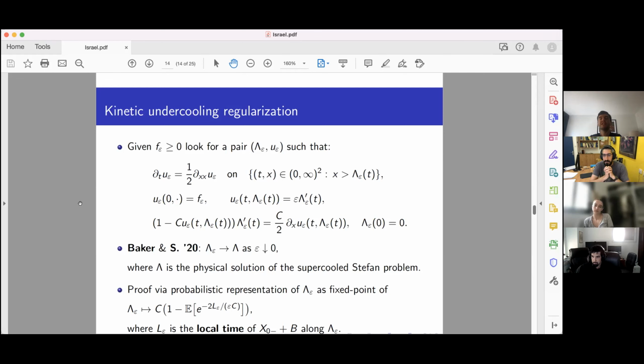Right. So before getting into two-phase problems, one thing I want to mention is the so-called kinetic undercooling regularization. In a sense, this problem on the current slide gives a more precise physical model, but it's more precise in a different direction, not in terms of the two phases. It looks exactly like the problem that I had before in terms of the first two lines, but it has a different condition for how lambda grows.